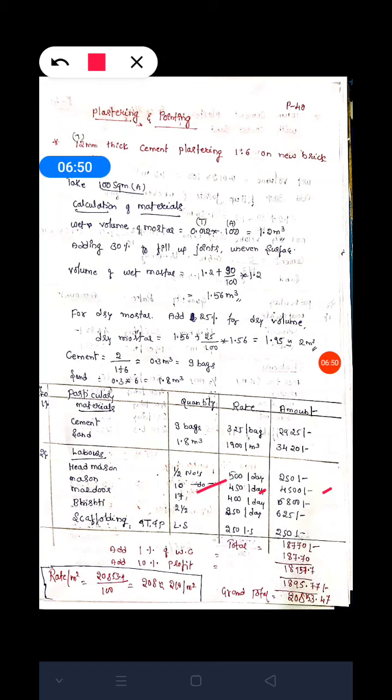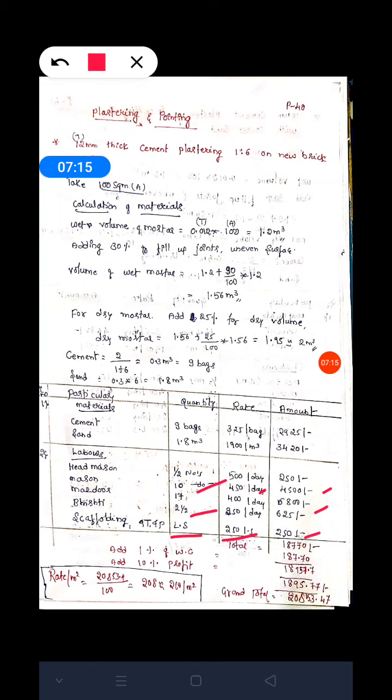Mazdoor around 17 numbers. Mazdoor includes both Beldar and Mazdoor, both remain the same. So 17 into 400, then 6800 here. Bhisti is 2.5 numbers, and 2.5 into 250, that is 250 rupees per day. 2.5 into 250, then 625 rupees. Then scaffolding is lump sum, and the lump sum is around 250. Then as it is, 250.